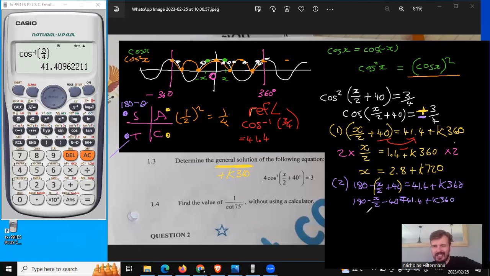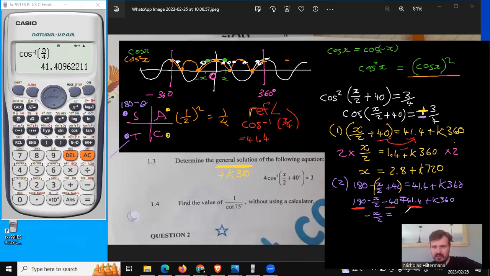And so this is kind of just, I get minus x over 2. 180 minus 40 is 140, but when it goes over, it becomes minus 140. So what I'm going to do is just highlight the thing. So this, and this is technically just going to give me my answer.